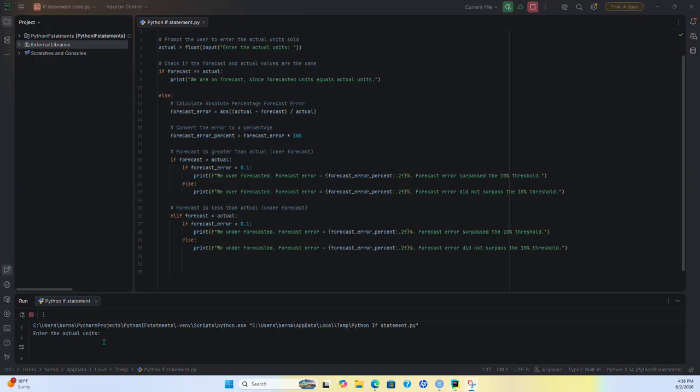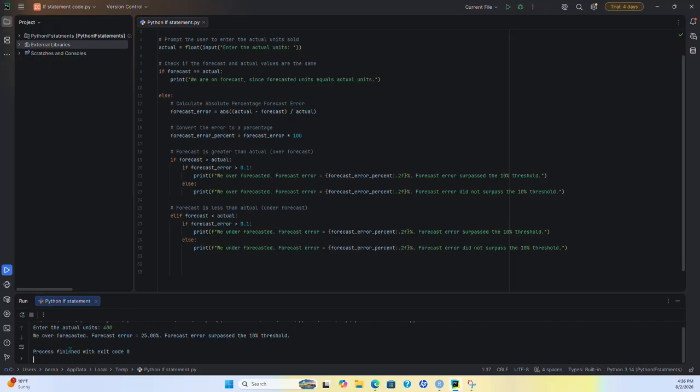Now if we were to use a different value, say 400, we see here that we did over forecast by 25% and we did surpass our 10% threshold.